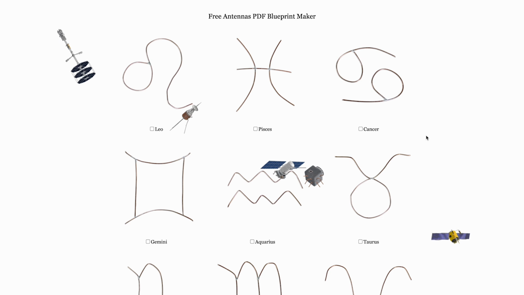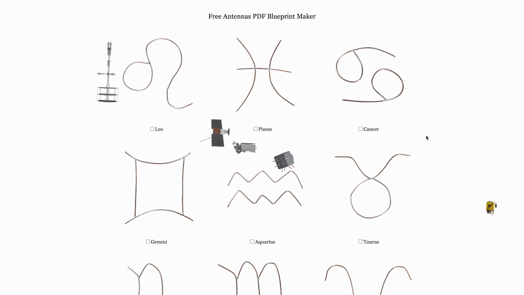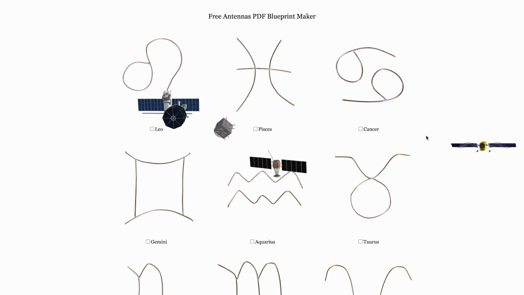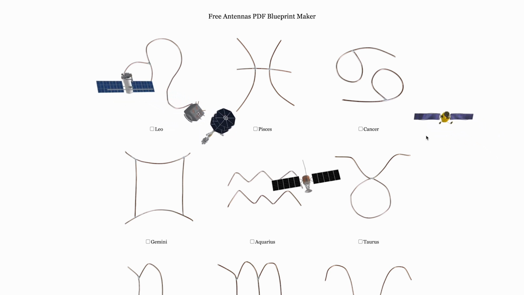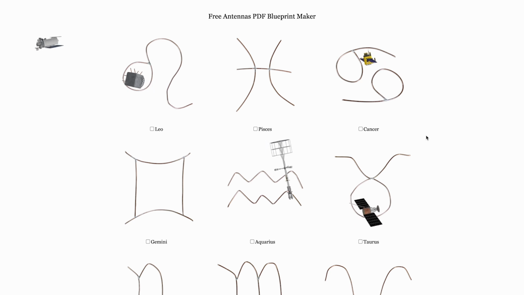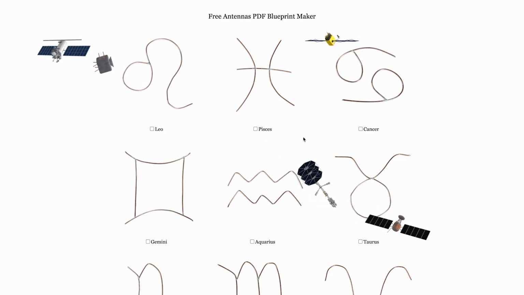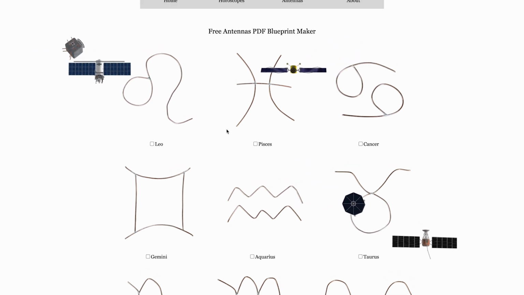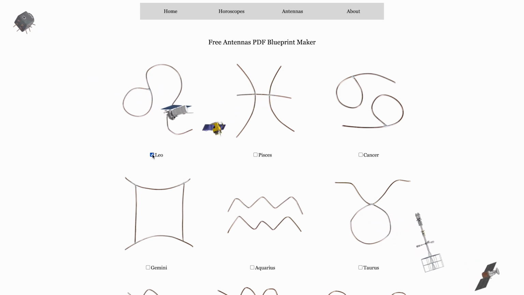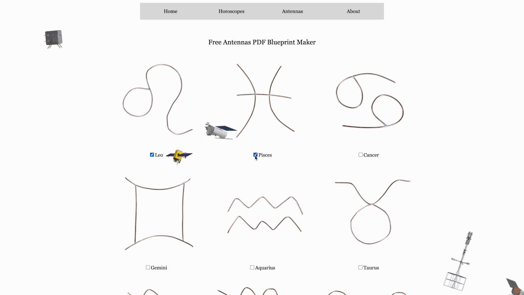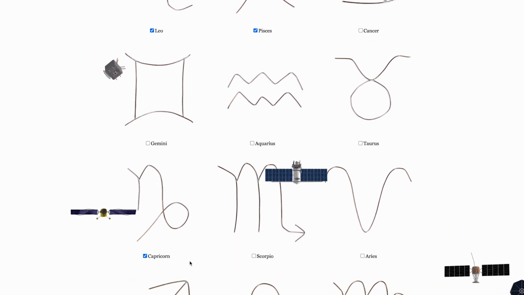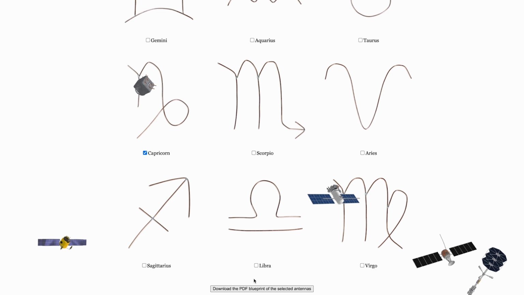By making and using them, you'll be able to listen to the dead satellite signals that correspond to your birth chart results. Isn't that so cool? You can also combine different signs that are dominant in your birth chart. For example, let's see, I'll click Leo, Pisces, and Capricorn. And here's what I've got.